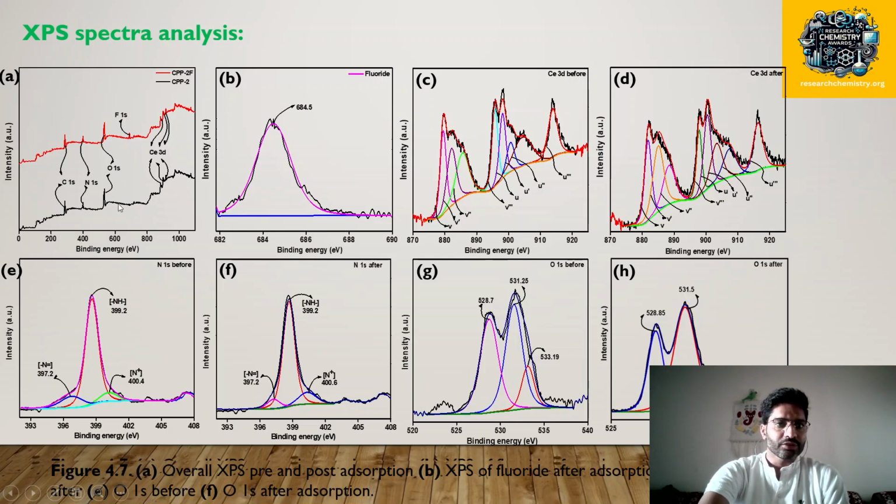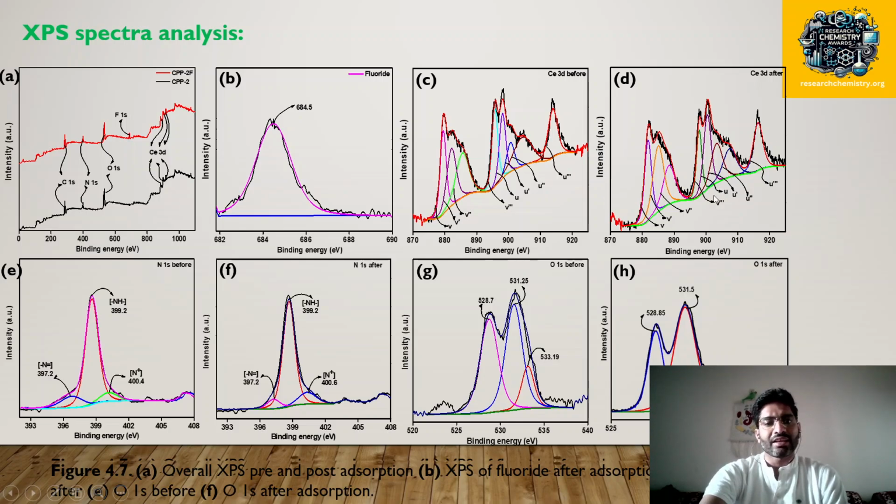So before absorption, we could see the presence of carbon, nitrogen, oxygen, and cerium. After absorption, we could see that an extra fluoride peak is available, which again confirms the successful absorption of fluoride. The peak observed at nearly 684.5 electron volt corresponds to the presence of fluoride ion. So this is the XPS of ceria before absorption, and this is the XPS of ceria after absorption.